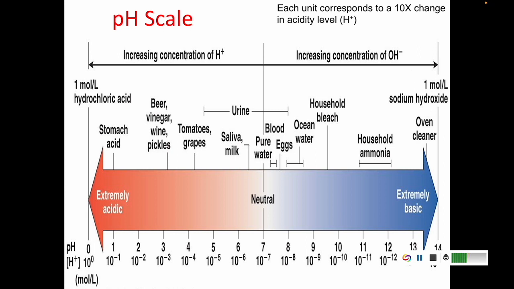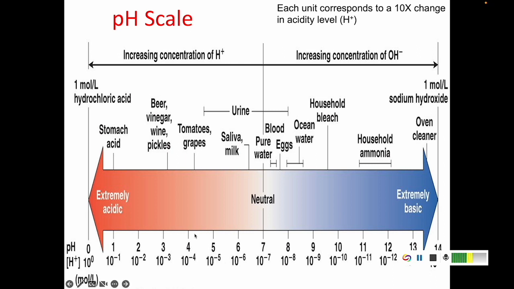And one thing to notice, I'm not going to ask you to tell me the exact hydrogen concentration, but it is nice to be able to tell how one pH compares to another. And so for every one change in pH, you have a 10 times change in hydrogen ion concentration. So if we go from 6 to 5, you have 10 times more hydrogen. If you go from 6 to 4, you have 10 times 10. You have 100 times more hydrogen. If you go from 8 to 11, you have 10 times 10 times 10. You have 1,000 times less hydrogen concentration.